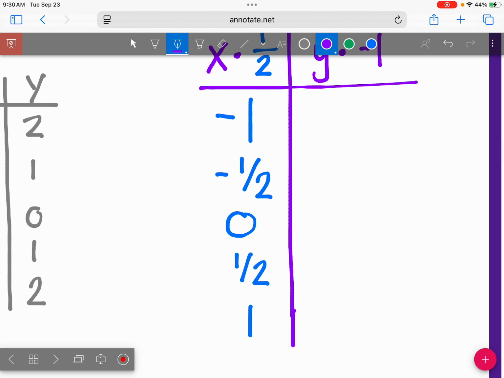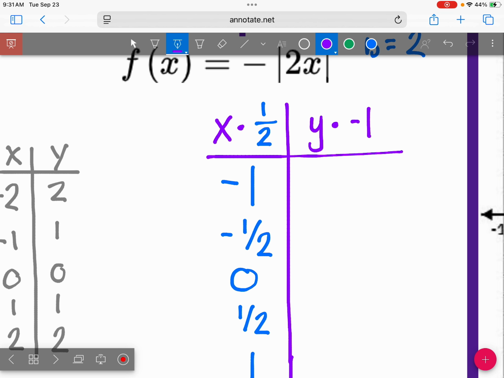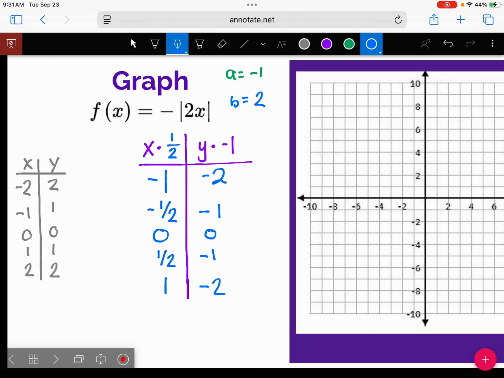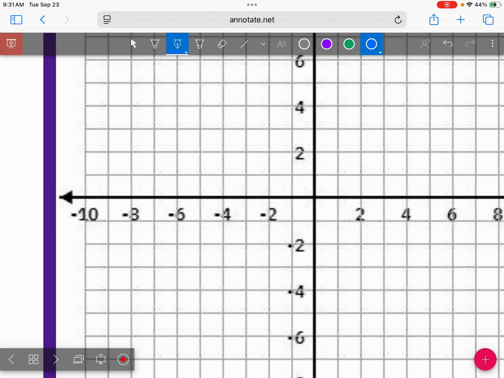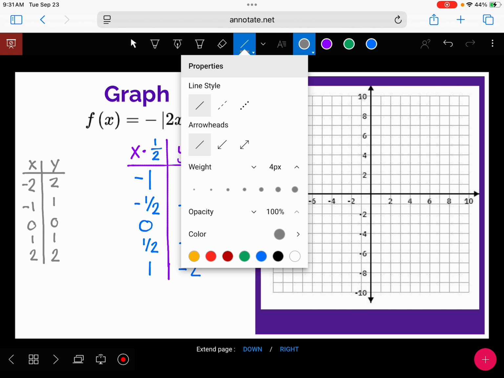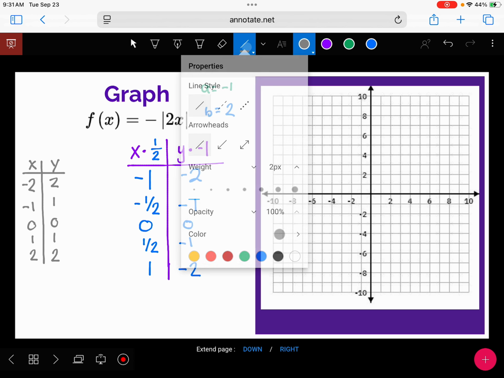They're being compressed in. So this is our horizontal compression. Our y's are being times -1, so we're going to get that reflection across the x-axis, because we're going to have our y values at -2, -1, 0, -1, and -2. And so we're going to plot up these points.